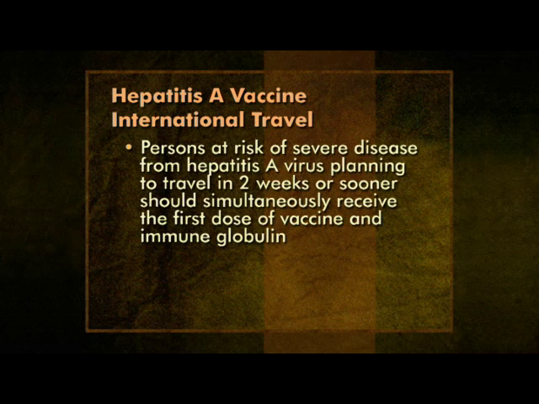Persons at risk of severe disease from hepatitis A virus planning to travel in 2 weeks or sooner should simultaneously receive the first dose of vaccine and immune globulin. Vaccine and IG should be administered with separate syringes at different anatomic sites.